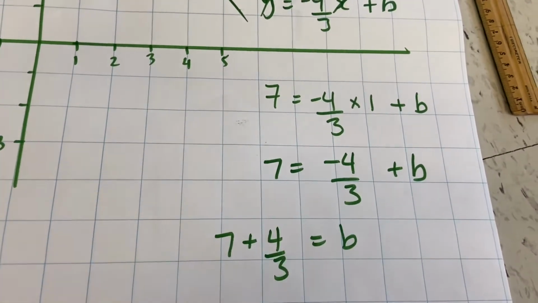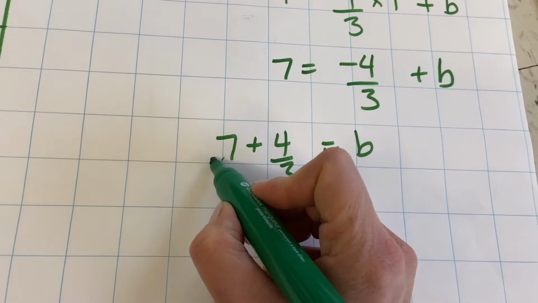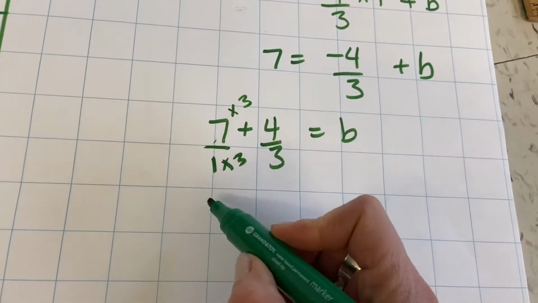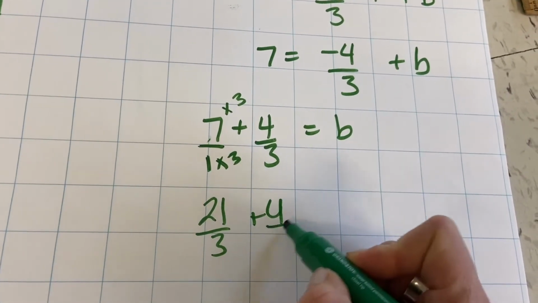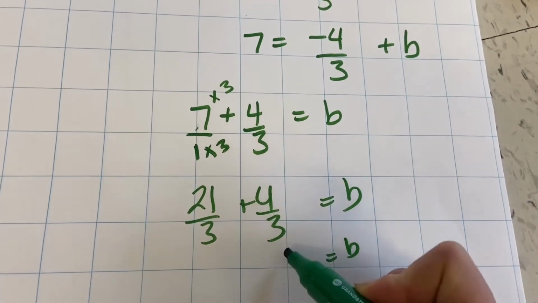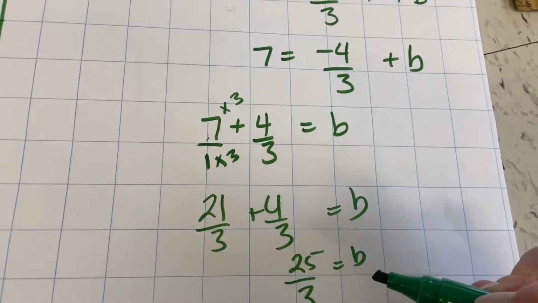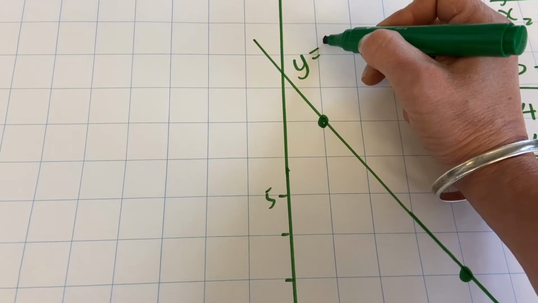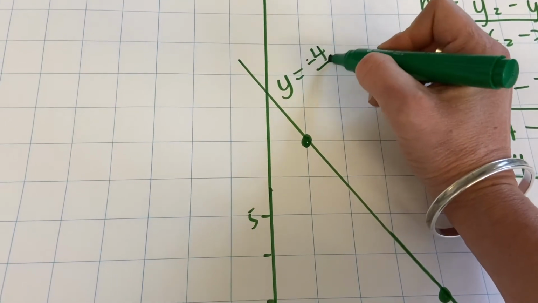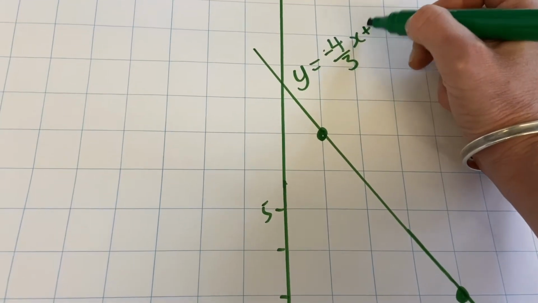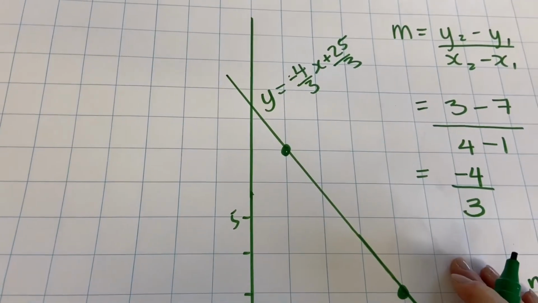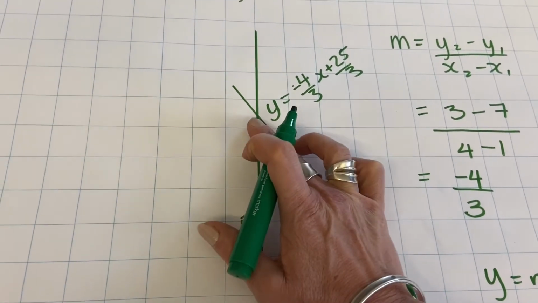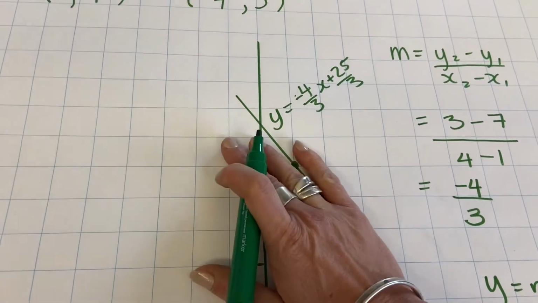I need a common denominator. Underneath this 7 right now, there's a 1, so I need to multiply this by 3 and I need to multiply this by 3. 21 over 3 plus 4 over 3. My b is going to be equal to 25 over 3. That means that this line right here has the equation y equals -4 over 3 x plus 25 over 3. When I do 25 divided by 3, it gives me a number a little bit larger than 8, and that makes sense because this y-intercept is just a little higher than 8.